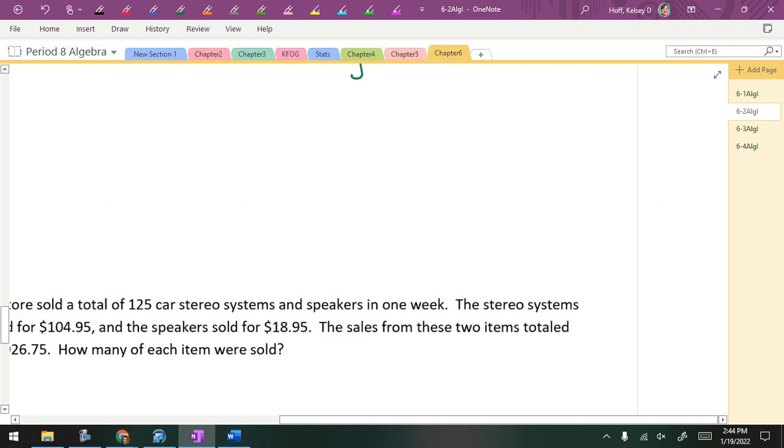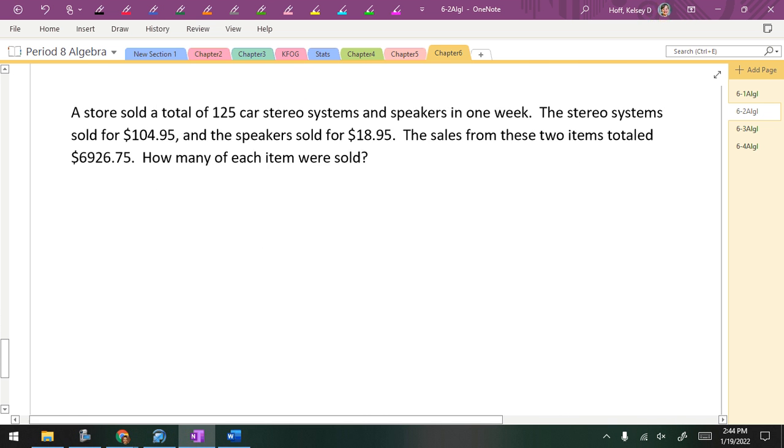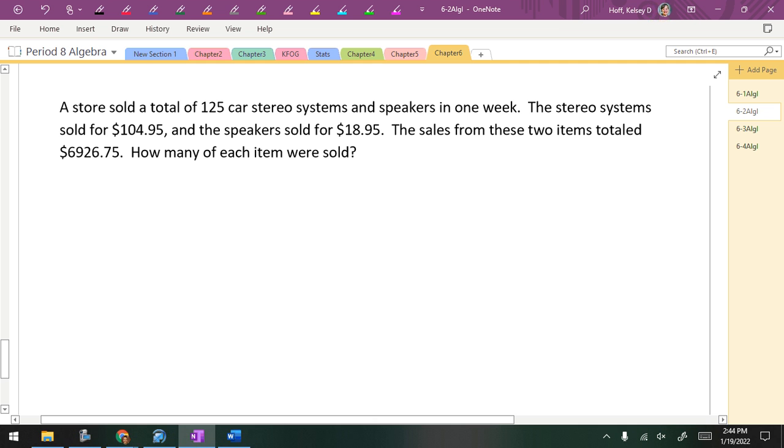Okay, I figured so, but I don't ever want to assume. Let's do one more together. Your favorites, right? A store sold a total of 125 car stereo systems and speakers in 1 week. The stereo system sold for $104.95, and the speakers sold for $18.95. The sales from these two items totaled $6,926.75. How many of each item were sold?